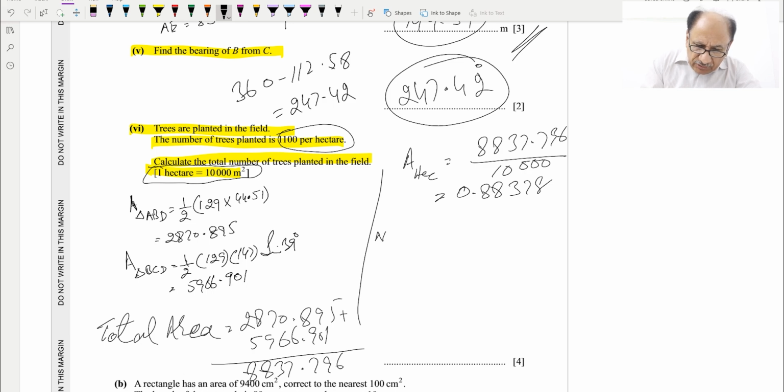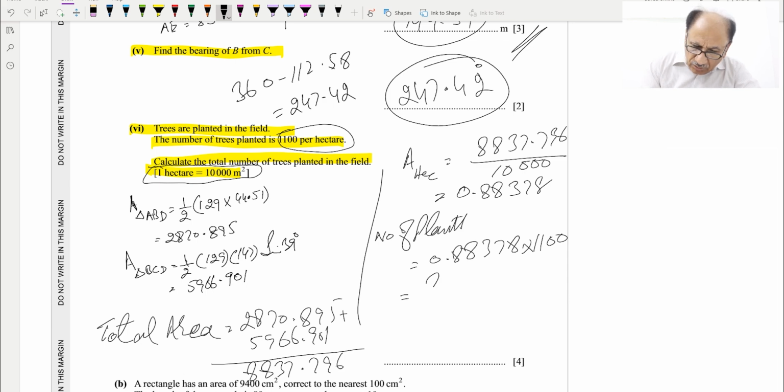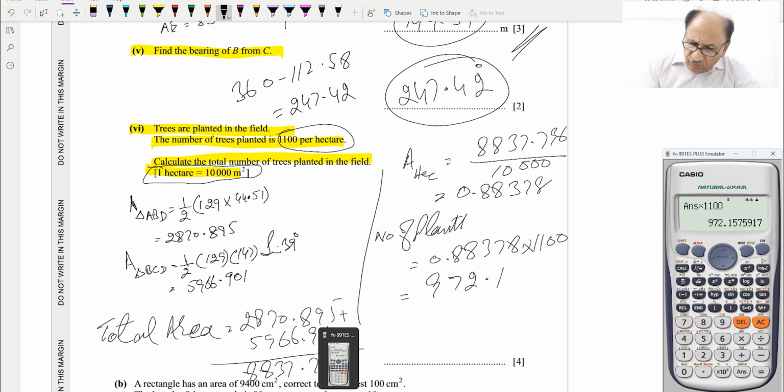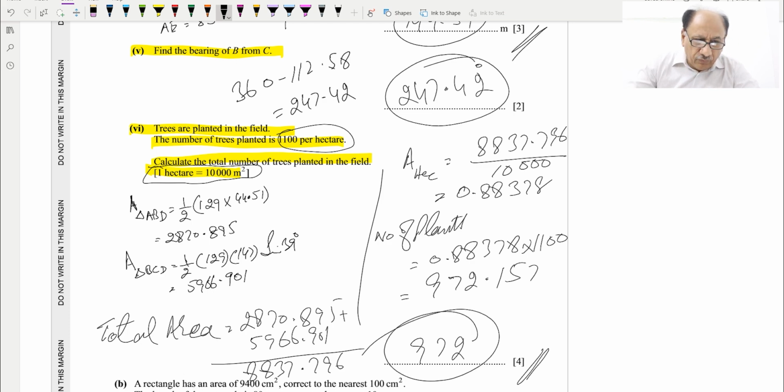So number of plants will be equal to 0.88378 multiplied by 1100, and this is equal to 972.157. So I will be leaving that. So 972 will be our answer for 4 marks.